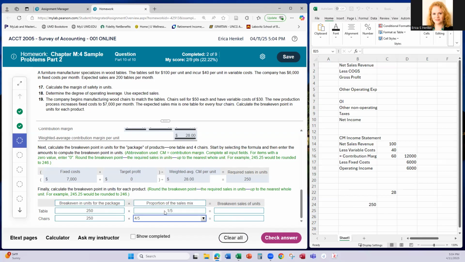So 250 times 1/5 is 50 tables we would need to sell. And then 250 times 4/5 is 200 chairs. So in terms of combined sales mix, we would like to sell 50 tables and 200 chairs in order to break even.